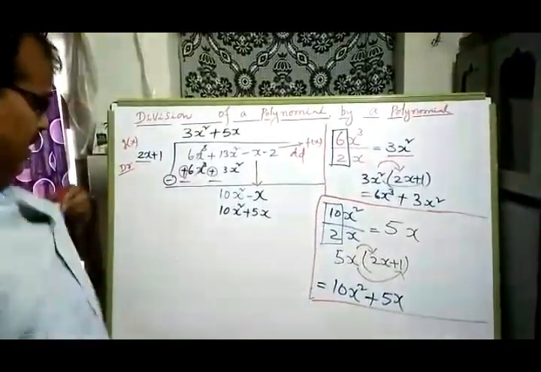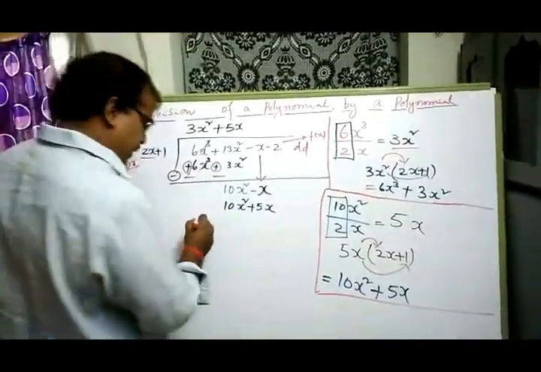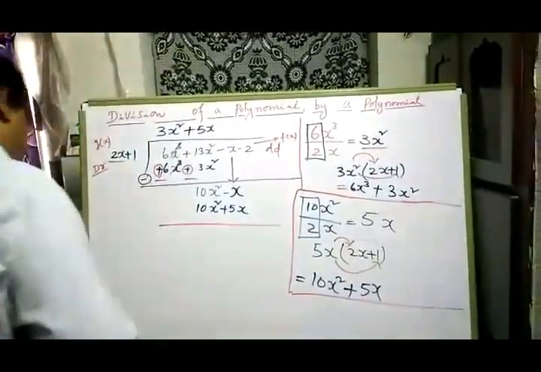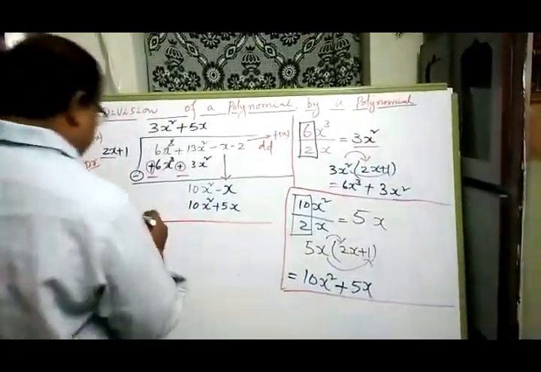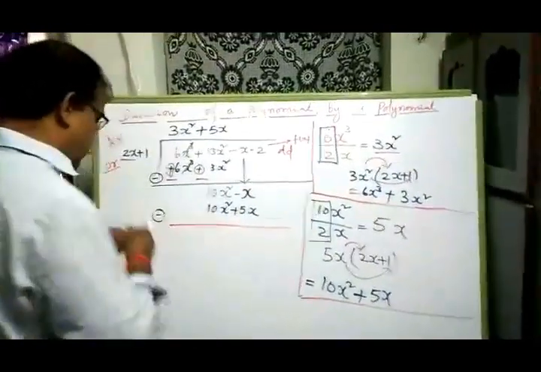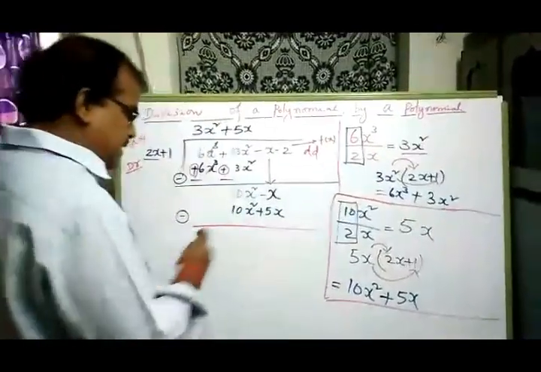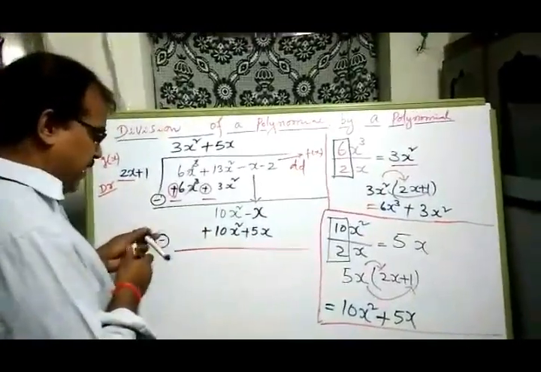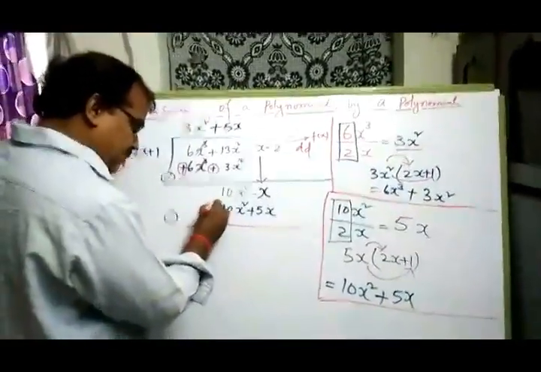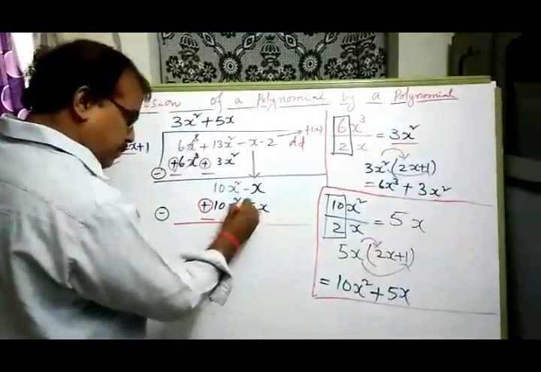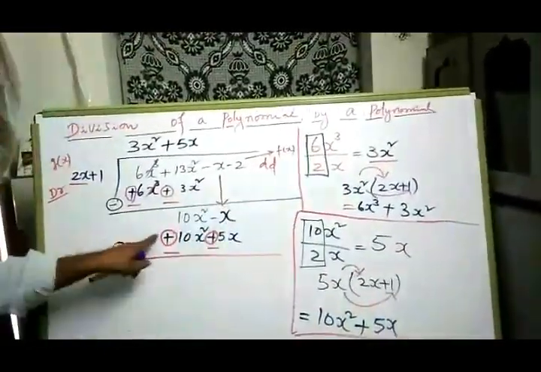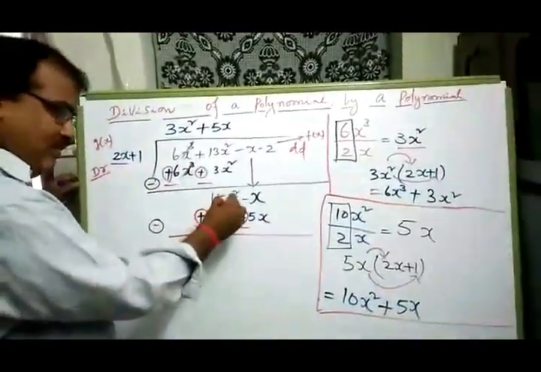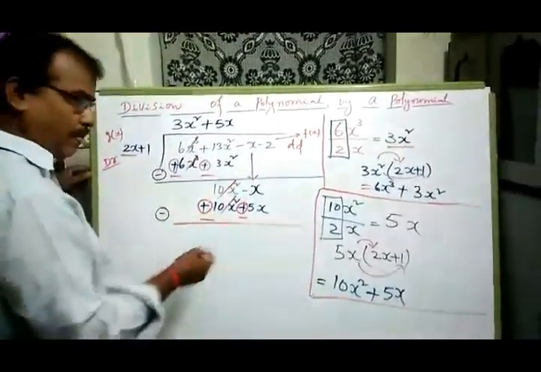Now, like normal division, we are going for subtraction. Now I am doing vertical subtraction. Because of this minus, what is the sign for 10x square? This is plus 10x square, but because of this minus, this plus becomes minus. Now forget about this plus and the plus. Only think about 10x square minus 10x square. That will be 0. No need to write 0.